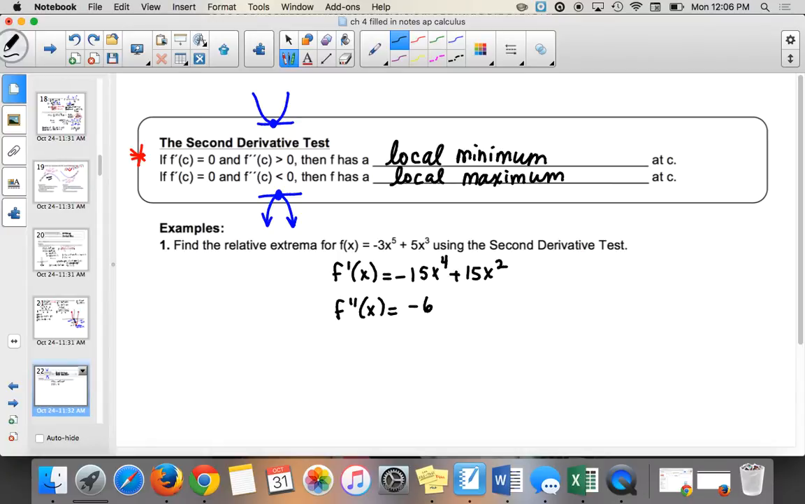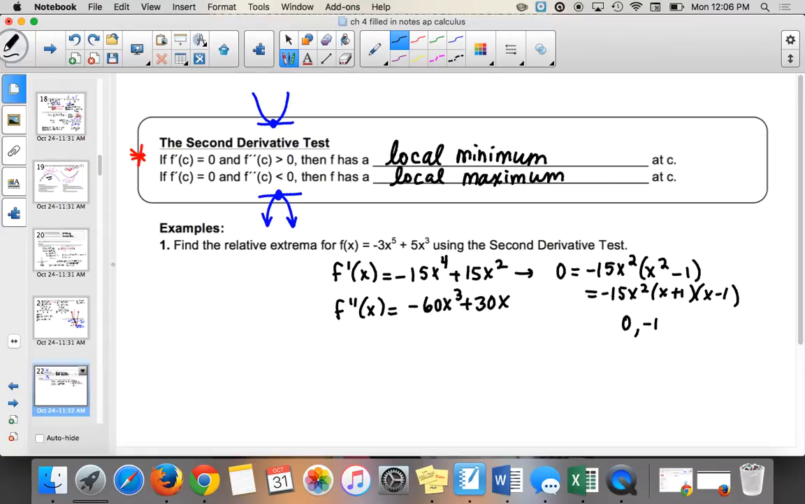So negative 60x cubed plus 30x, like that. So we're going to use the first derivative to find the possibilities for maximums and minimums, right? So we're going to set it equal to 0. We're going to pull out the common factor, so I'm going to pull out a negative 15x squared. When I do that, I have x squared minus 1. So I get negative 15x squared times x plus 1 times x minus 1. So our possibilities for maxes and mins occur at 0, negative 1, and 1.